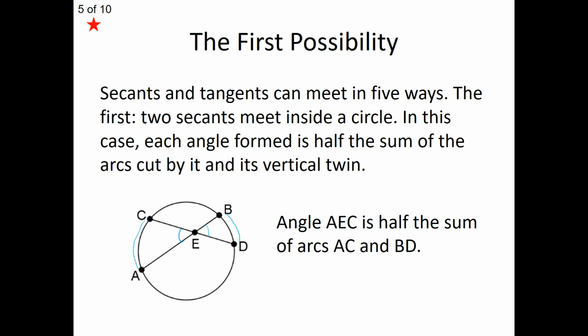Now, if we were to put this into our symbolism, here's what we're going to prove. We're going to prove that the measure of angle AEC is equal to half the sum of the measure of arc AC and the measure of arc BD. That's what we're going to prove, and we'll see the proof of this on the next slide. So again, this is the first possibility, where two secants intersect on the inside of our circle.